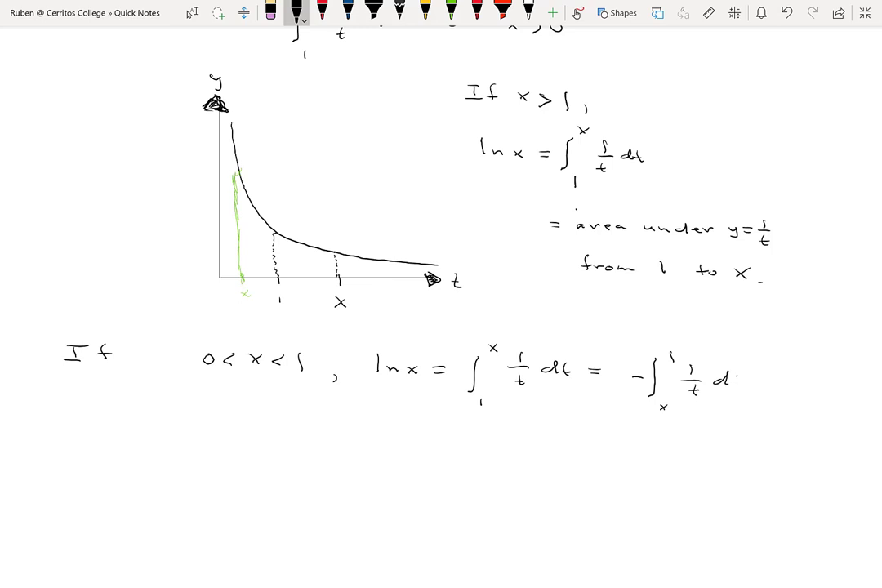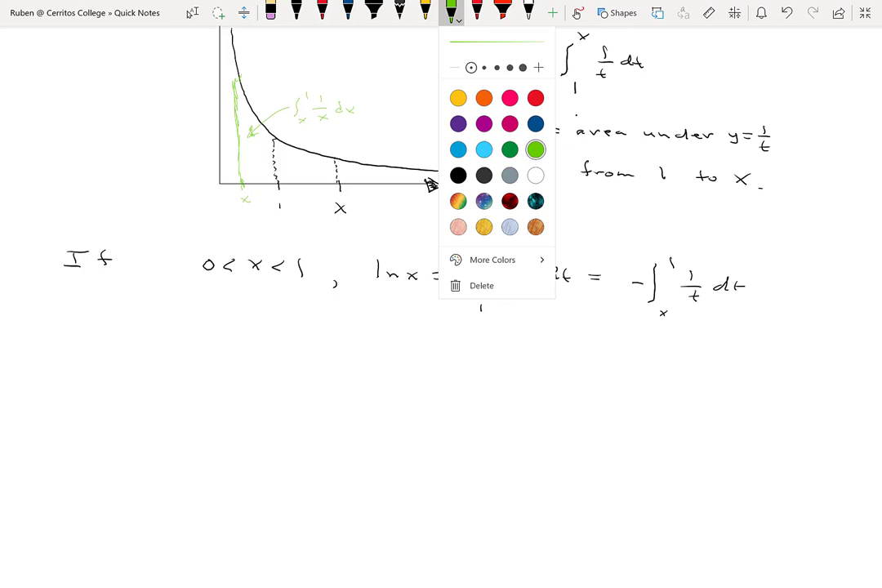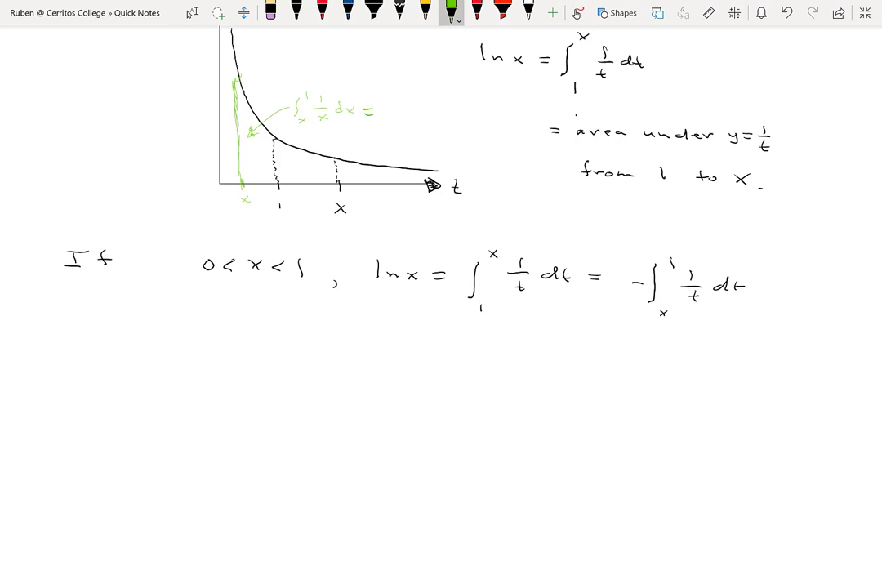Okay. Now, the integral from x to 1 of 1 over t dt, without the minus sign, is equal to the area under the curve from x to 1. But the natural log is the opposite of that, so it's equal to the opposite of the area under y equals 1 over t from x to 1. Okay, so if x is between 0 and 1, the natural log of x will be negative.